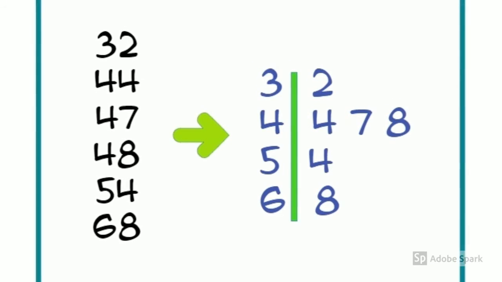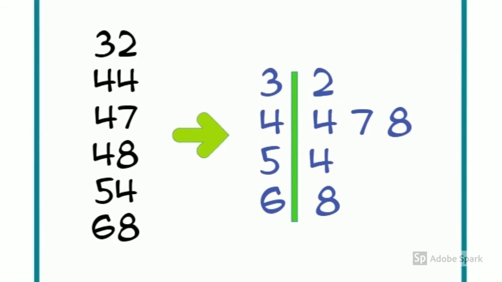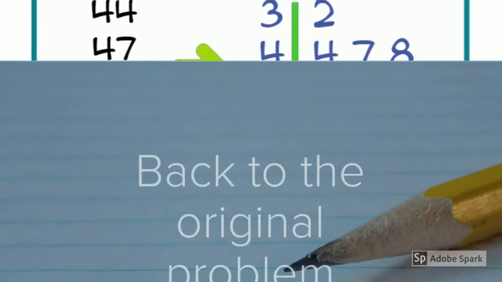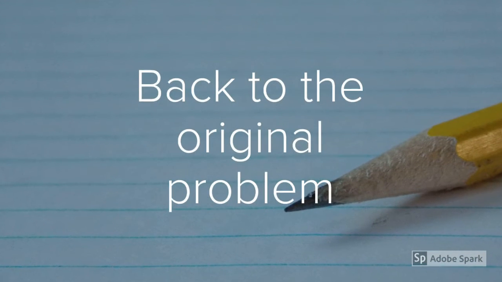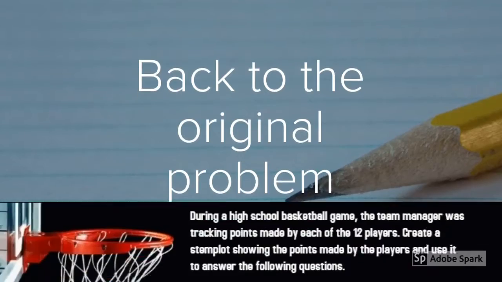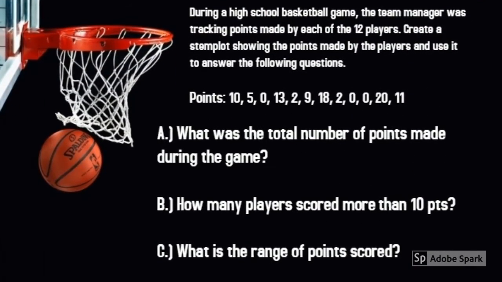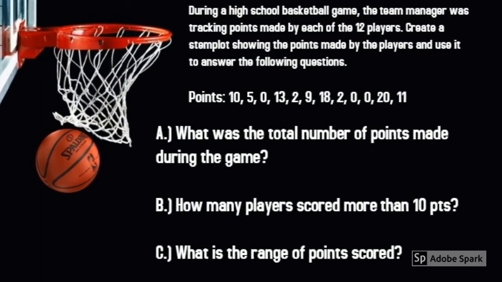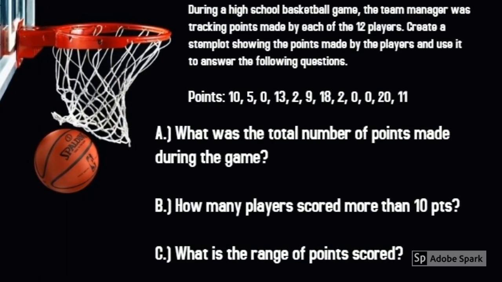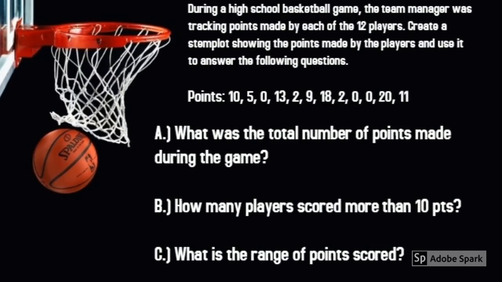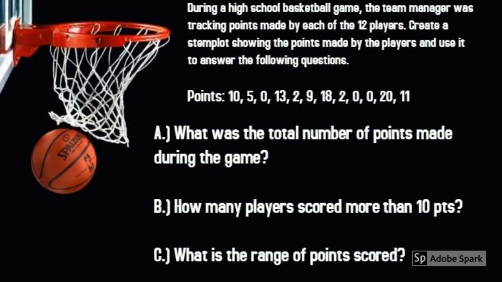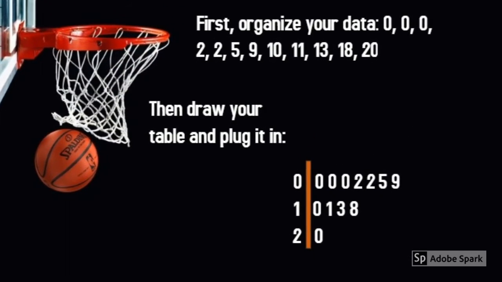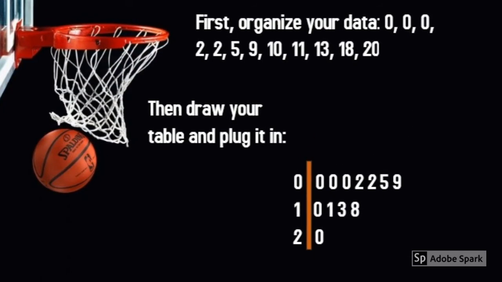Now that you're familiar with using stem plots, let's take a look at them in action and see how we use them to answer questions. Let's get back to the original problem. We need to organize our data into a stem plot so that we're able to figure out the total number of points made, how many players scored more than 10 points, and what the range of the points made were. So let's start by organizing our data and drawing and inputting our table.